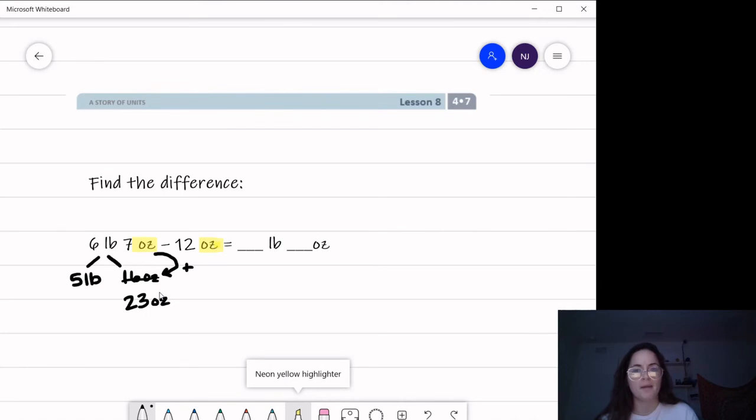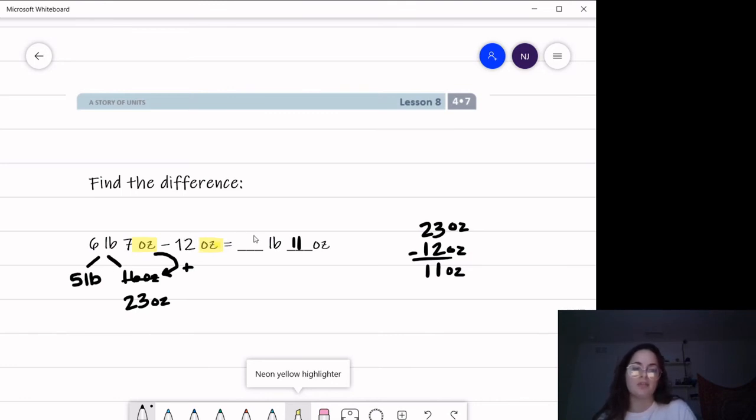And now I'm asking myself, am I ready to subtract? Remember, I'm trying to take away 12 ounces. So 12 ounces, can I take that away from 23? Yes, I can. I'm going to do that off to the side. So I've got my 23 ounces minus my 12 ounces, and I get 11 ounces. So I took away 12 ounces from 23 ounces. I got 11. And then what about my pounds? I've got 5 pounds here. Do I need to take any pounds away from my 5 pounds? No, because there's no pounds on the right side of the subtraction sign.